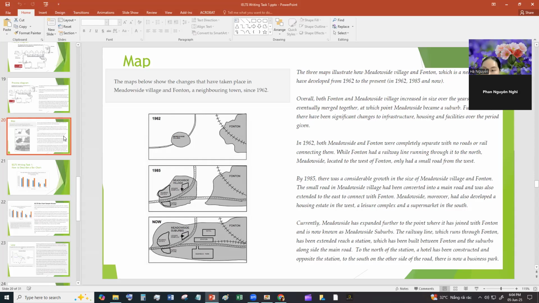Now, please spend some time to read the sample answer. This is a very good sample from Miss IELTS list. And when you finish, we will discuss the structure together.